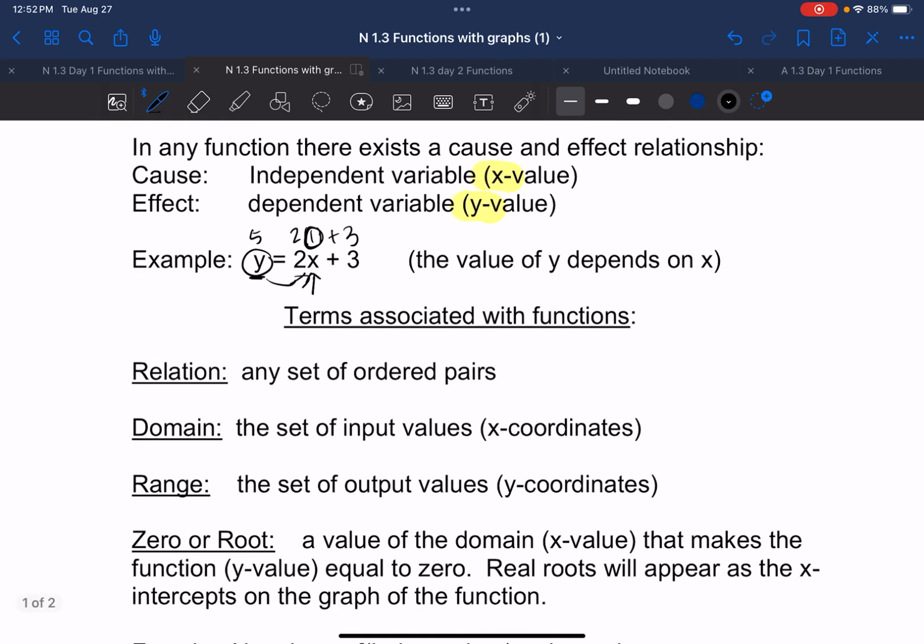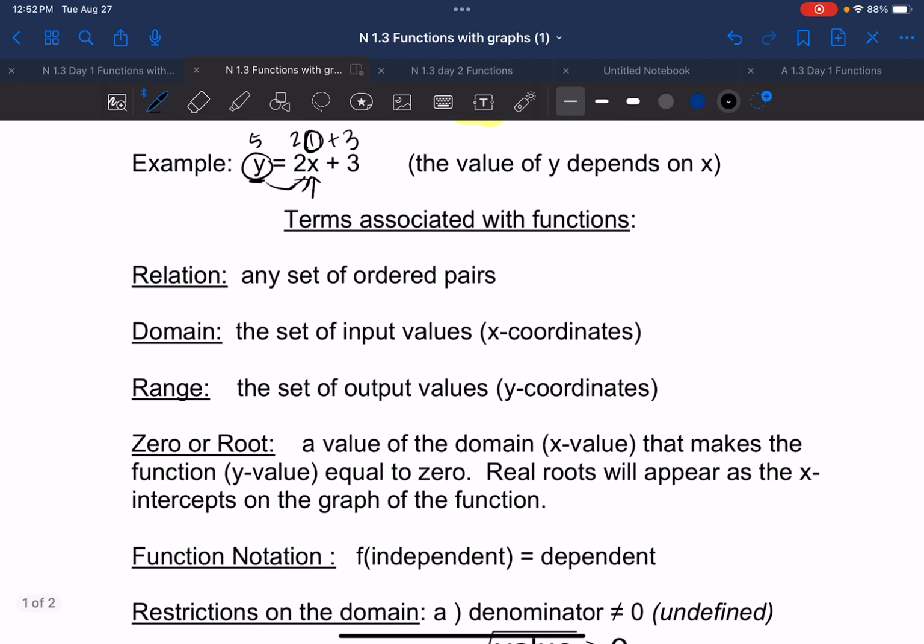Some other terms that are often associated with our functions are, first, relation. A relation is any set of ordered pairs. And remember, ordered pairs are just coordinate points. So you've got some points making up a relation. Your domain is all of your input values, or in other words, all of your x. So if I ask you for the domain, I'm asking about the x values, while your range is the set of output values, which is your y's. So if I ask you for range, I'm asking about your y values.